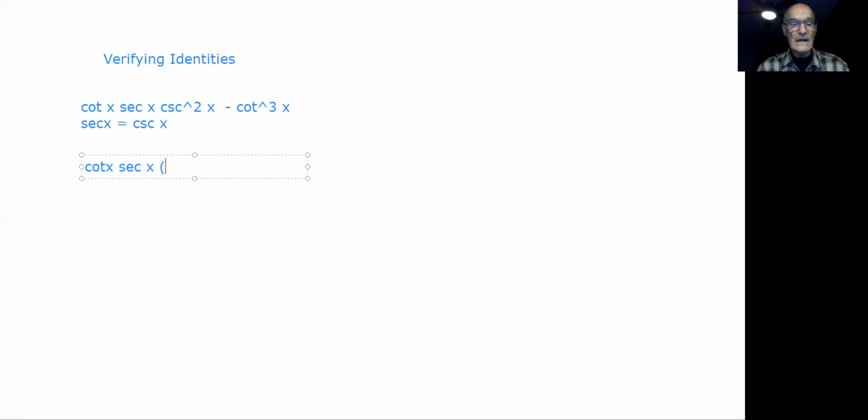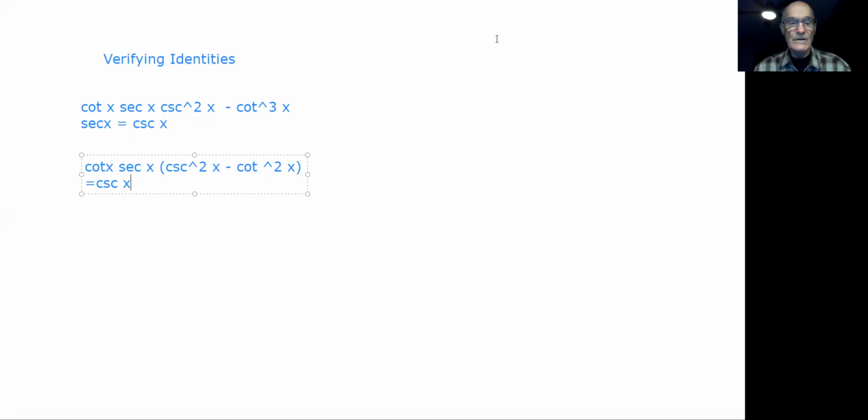Now, what's left is cosecant squared x minus the cotangent squared x. And I still have the equals cosecant x on the right side.